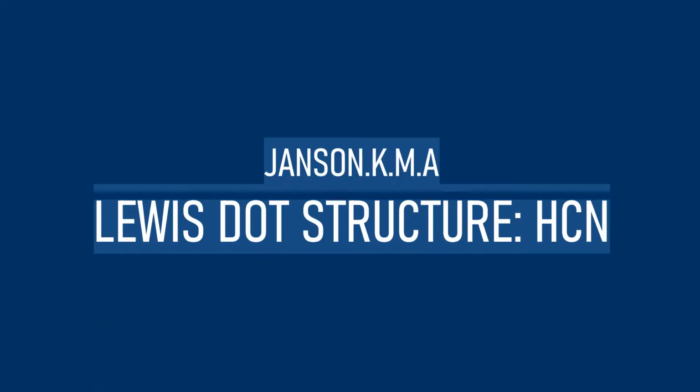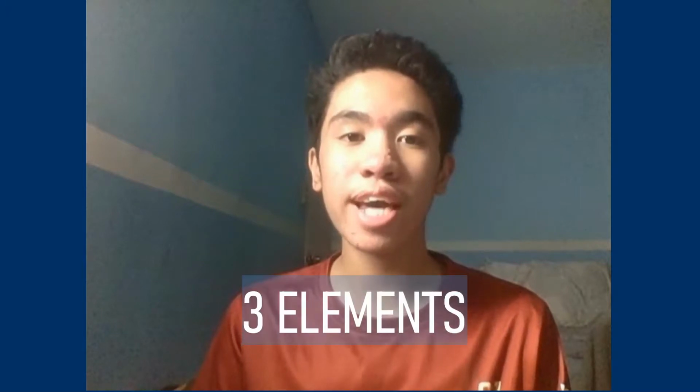Hi, I'm Johnson, and I'm here to teach you how to draw the Lewis dot structure of HCN. HCN is also known as hydrogen cyanide. It's made up of three elements, well, from the name itself: hydrogen, carbon, and nitrogen.